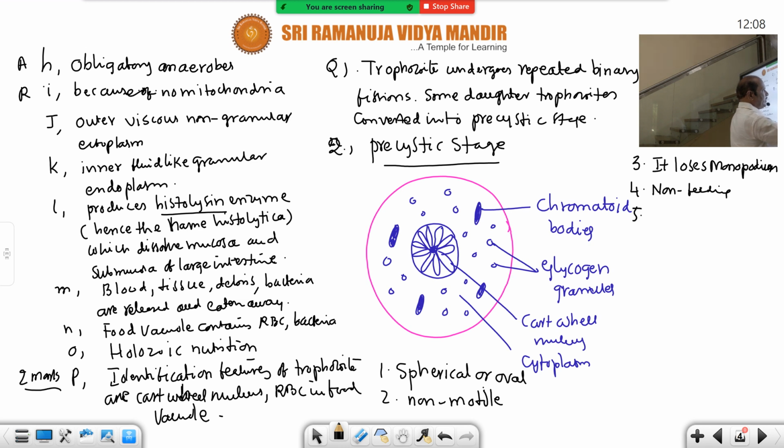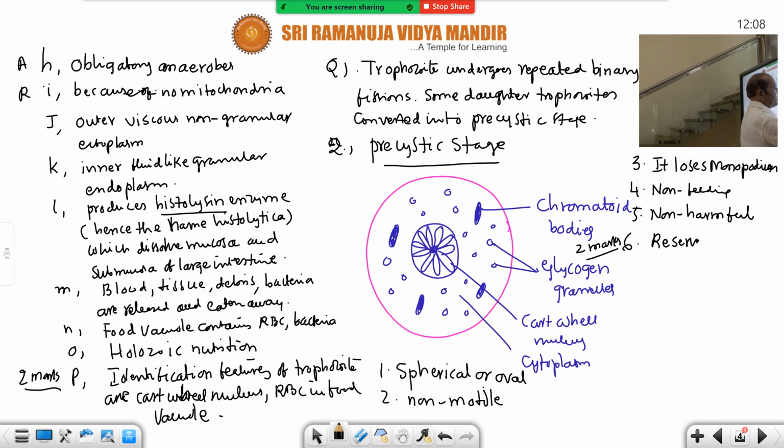It is also non-pathogenic, meaning non-harmful; it never causes any disease. Only during the trophozoite stage do disease symptoms occur, but in the rest of the stages, disease symptoms never occur. That's why the pre-cystic stage is a non-harmful stage. It loses the monopodium, is non-feeding, spherical, and contains reserve food materials. This is a 2 marks question, so keep reserve food material as the sixth point.